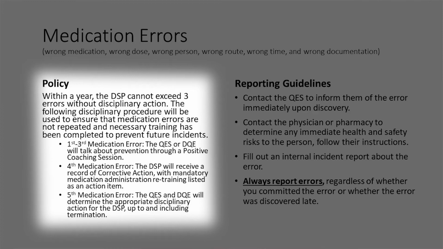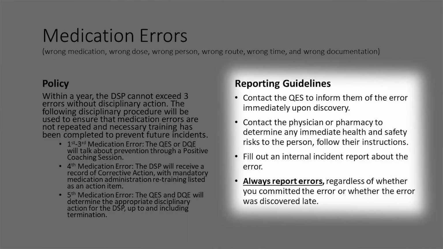The first, second, and third medication error, the QES or DQE will talk about prevention through a positive coaching session. The fourth medication error, the DSP will receive a corrective action with mandatory medication administration retraining listed as an action item. In the fifth medication error, the QES and DQE will determine an appropriate disciplinary action for the DSP up to and including termination.